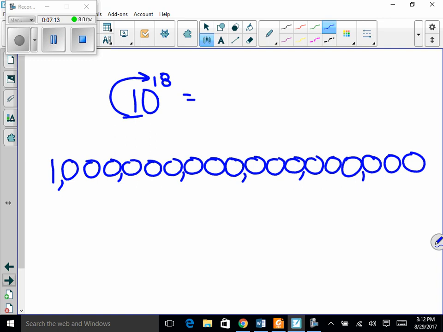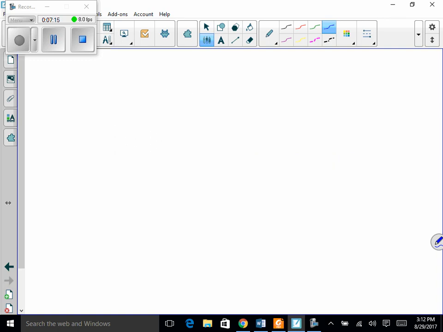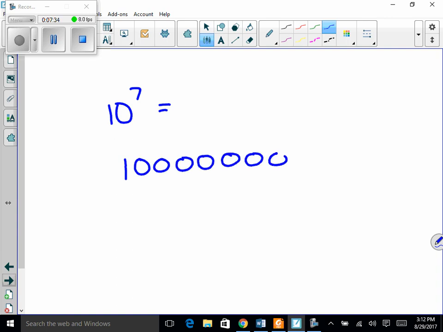That's insane. All right, so just a couple more practices just in case you wanted to try it. If I had 10 to the 7th power and I said, what does that equal? All you have to do is write down the 1, look at the exponent, and that's how many zeros you write down. 1, 2, 3, 4, 5, 6, 7. And you're looking at 10 million.